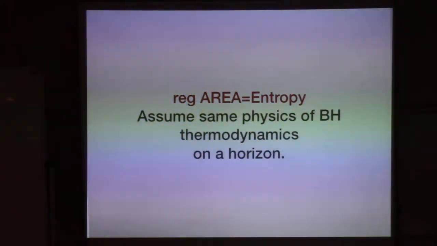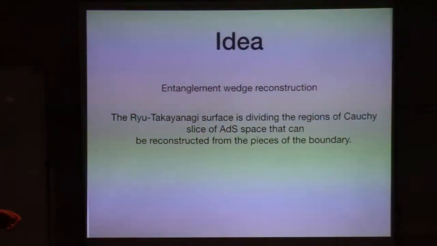This is a conjecture, so what do you do? The idea is that you can also use this to say that because you're kind of separating the bulk into two regions, maybe you can use this entangling surface as something that separates the degrees of freedom that can be reconstructed from one side versus the other.